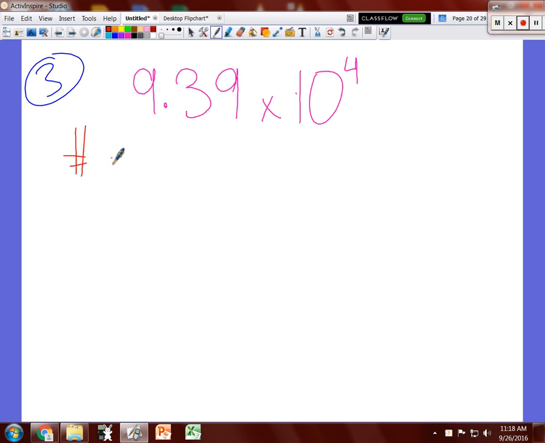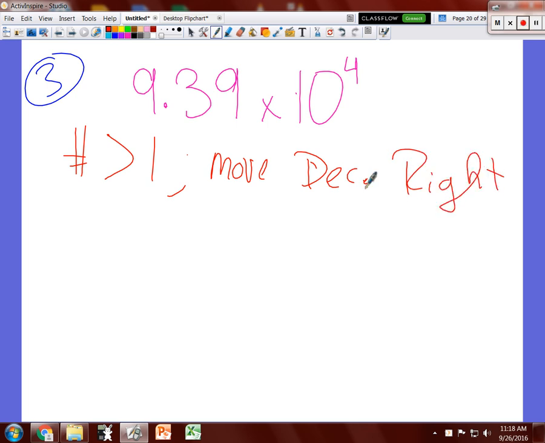So if the number is greater than 1, move the decimal right. Okay. We're going to move it how many places which way? Very good. So 1, 2, 3, 4. And what do I fill into those empty blanks? So 9, 3, 9, 0, 0. This is a very important question. This is the reason why I did this example.